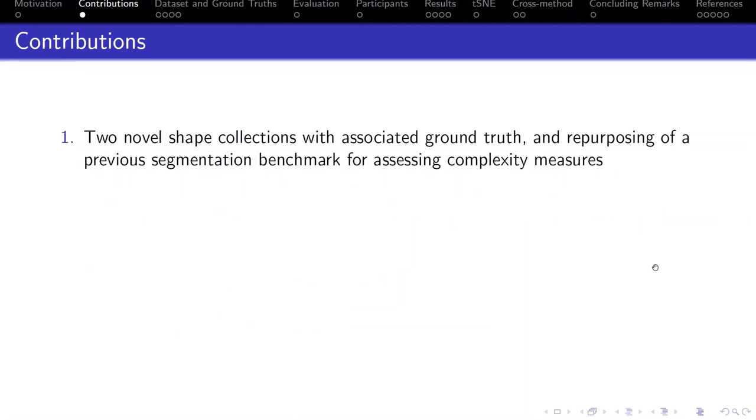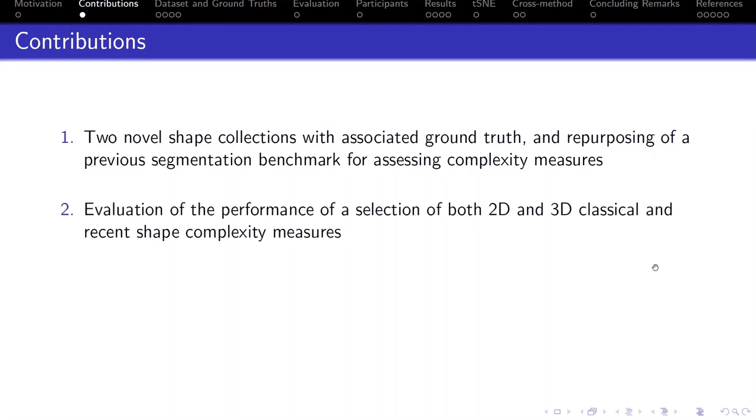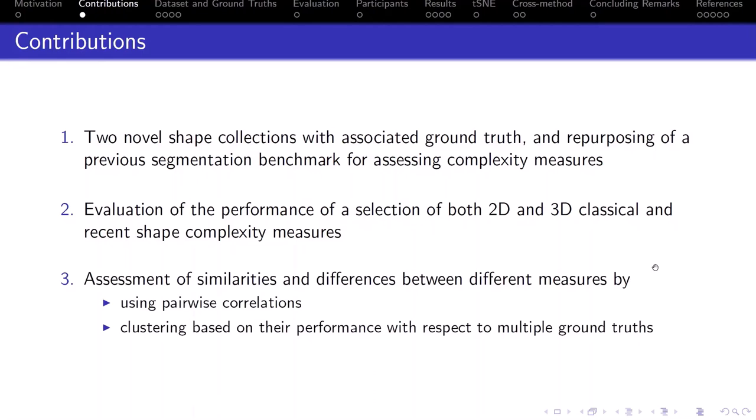So our contributions are as follows in this work. Firstly, we have created two novel shape collections with associated ground truth, and we have repurposed a previous segmentation benchmark for assessing complexity measures. Secondly, we have evaluated the performance of a selection of both 2D and 3D classical and recent shape complexity measures. And thirdly, we have assessed the similarities and differences between different measures by using pairwise correlations and by clustering based on their performance with respect to multiple ground truths.